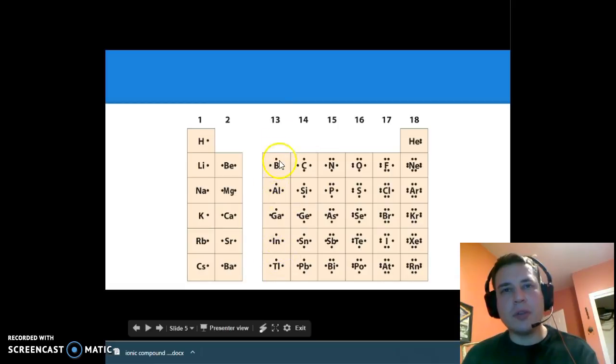We're going to jump over to group 13 here. We'll see our pattern continuing again. 3 electrons in the outer shell. Group 14, 4. Group 15, 5. And then 6, 7, and then out to 8.